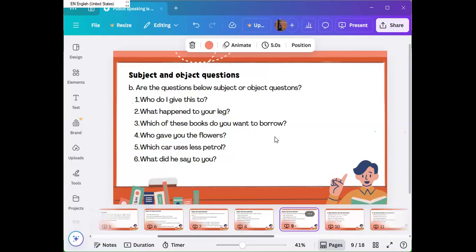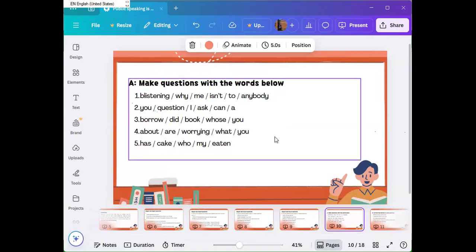Okay, here it's your turn. Could you please do it by yourself? I will give you five minutes for questions 1 to 5. Here is the instruction: make a question with the words below. According to these words you can make questions, maybe WH questions.